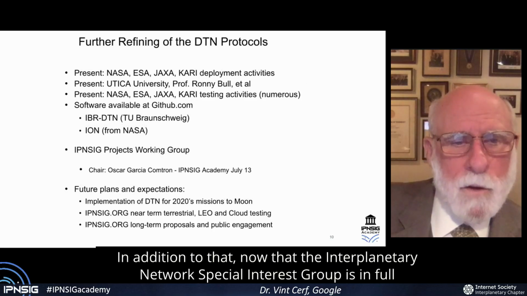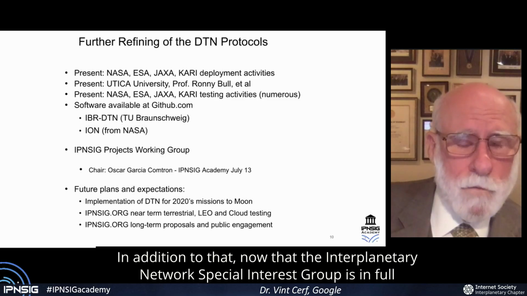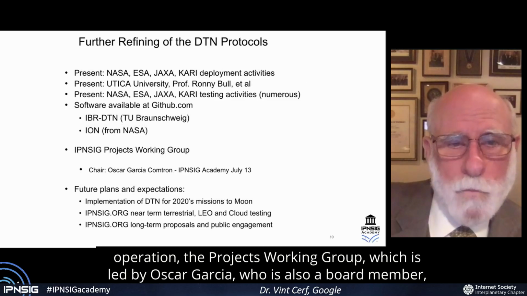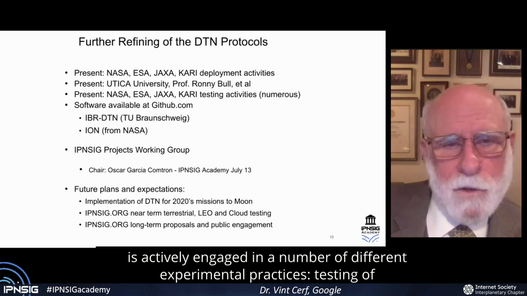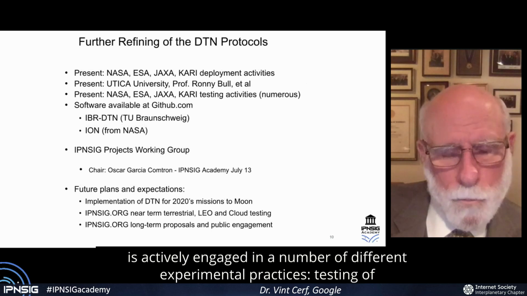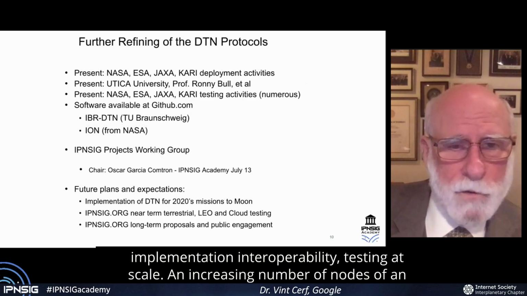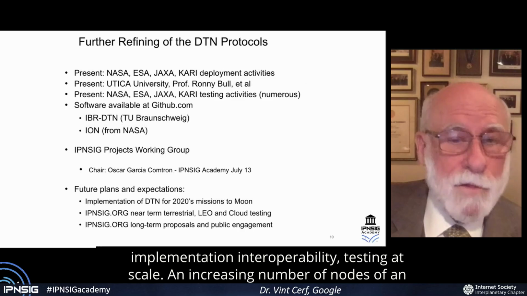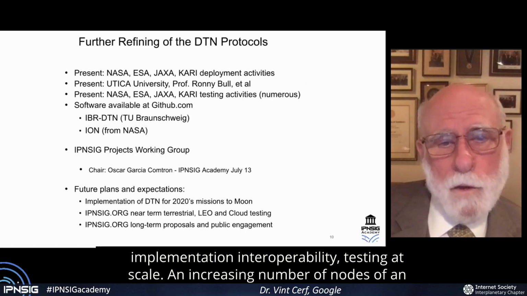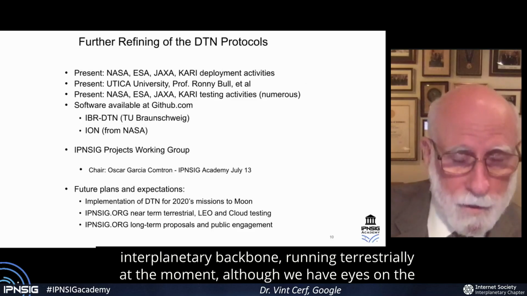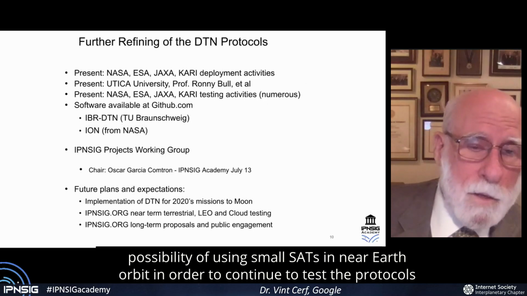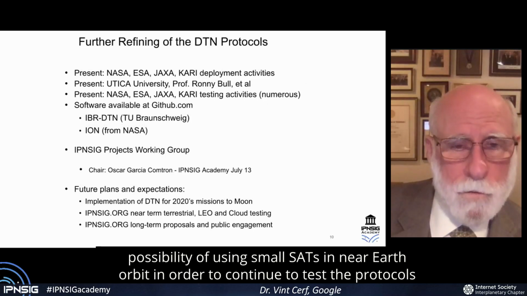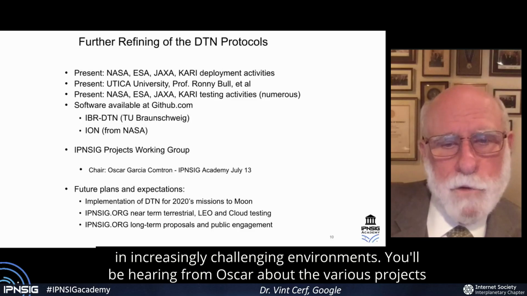And in addition to that, now that the Interplanetary Network Special Interest Group is in full operation, the project's working group, which is led by Oscar Garcia, who is also a board member, is actively engaged in a number of different experimental practices, testing of implementation, interoperability, testing at scale, an increasing number of nodes of an interplanetary backbone running terrestrially at the moment, although we have eyes on the possibility of using small sats in near-Earth orbit in order to continue to test the protocols in increasingly challenging environments.